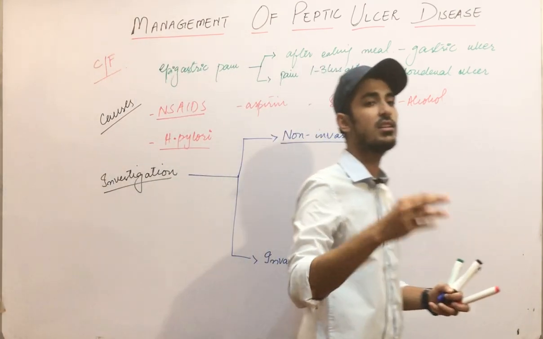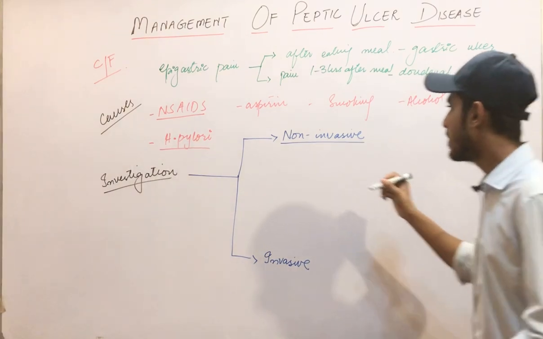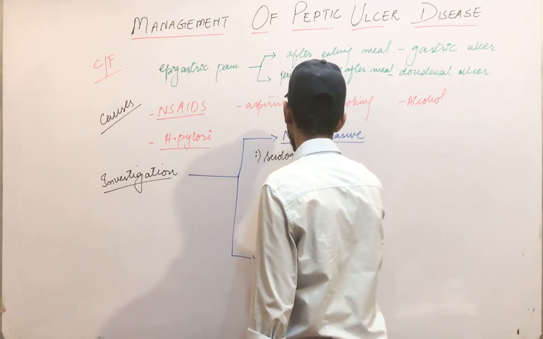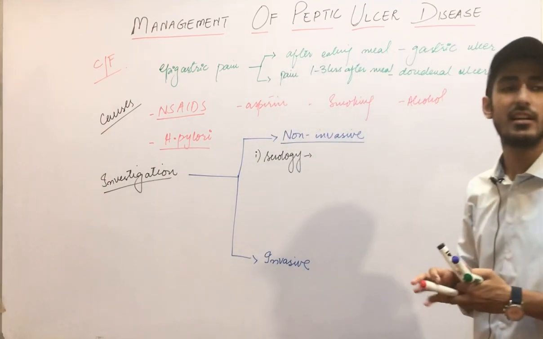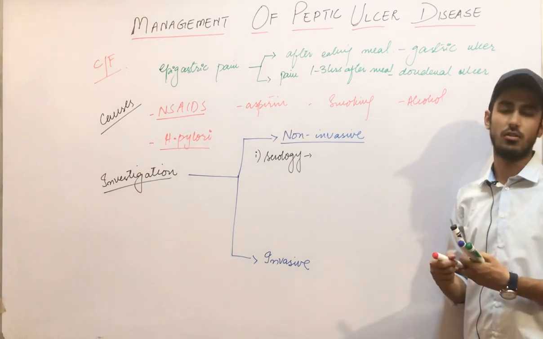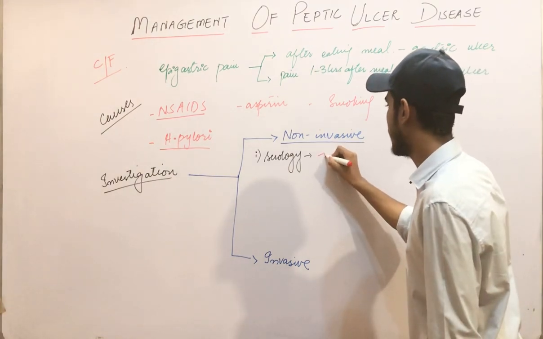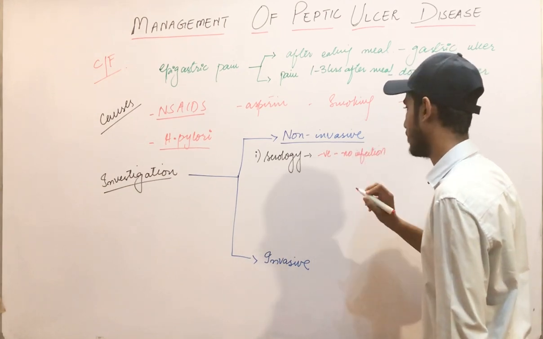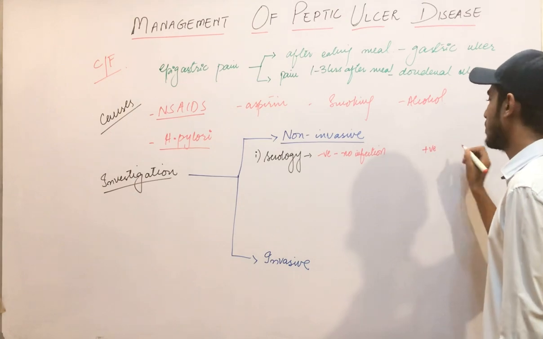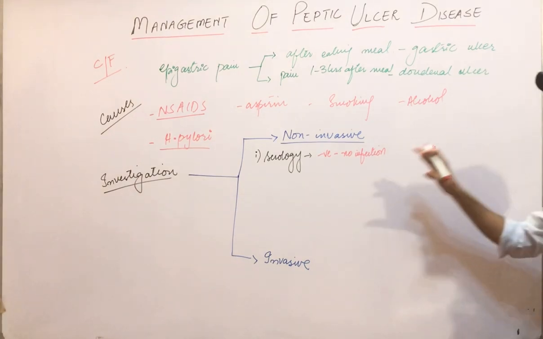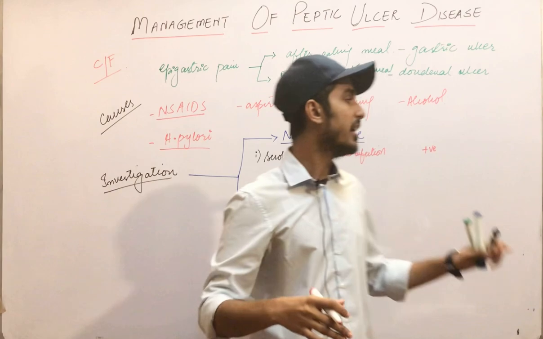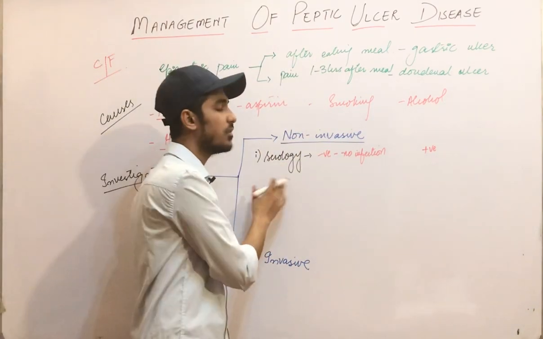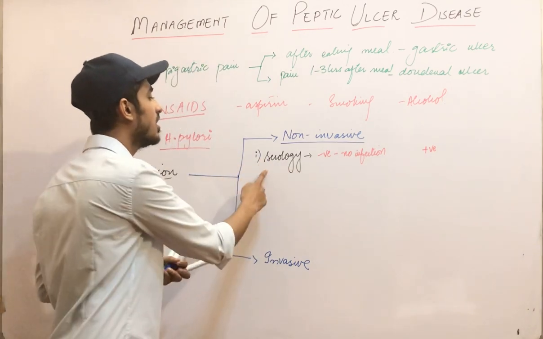Basically there are three non-invasive investigations. First one is simply the serology. This serology indicates the presence of infection or not. If it is negative, there is no infection, infection is excluded. If it is positive, the infection is there. But the disadvantage of this serology is that it cannot differentiate between the current and the previous infection.